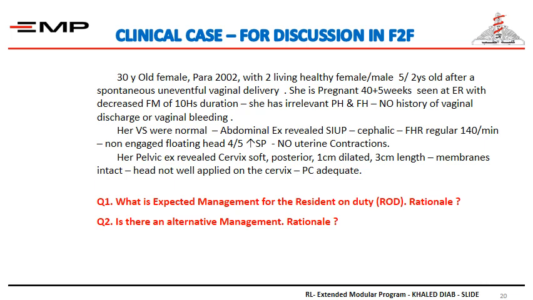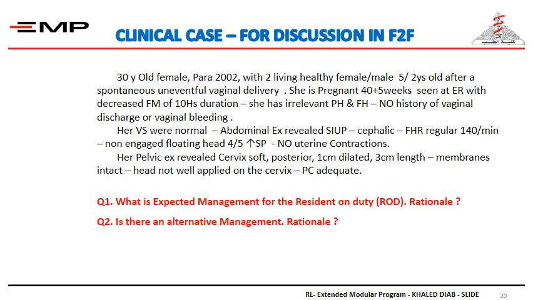It is a 30-year-old female, para 2002, with two living healthy children, a female and a male, 5 and 2 years old, after a spontaneous uneventful vaginal delivery. She is pregnant 40 weeks plus 5 days, seen at the ER with decreased fetal movement of 10 hours duration. She has irrelevant past and family history with no history of vaginal discharge or vaginal bleeding. Her vital signs were normal.